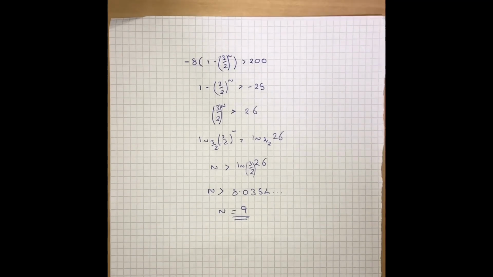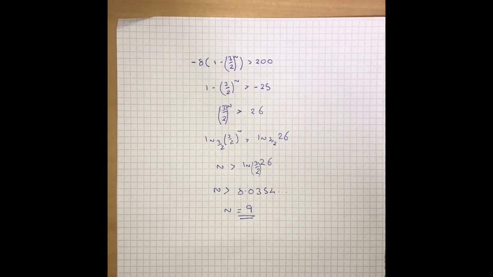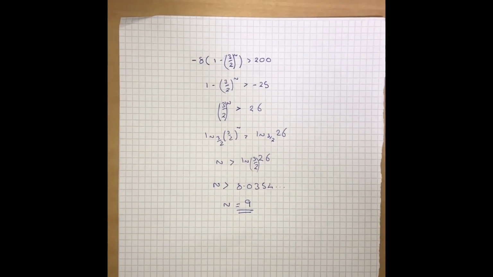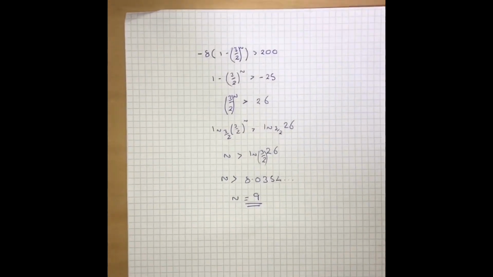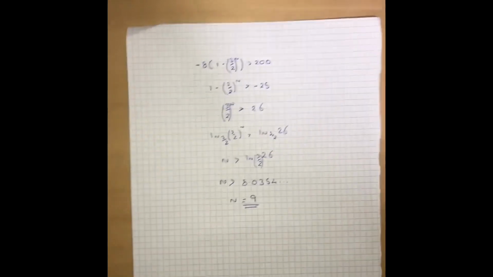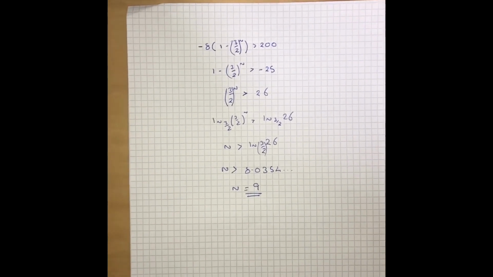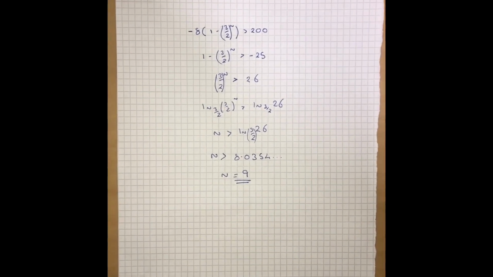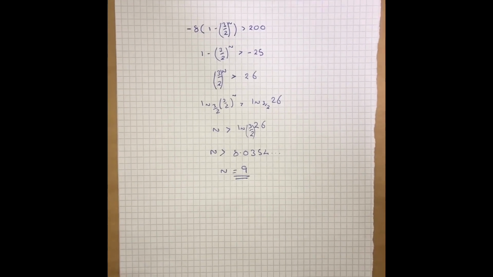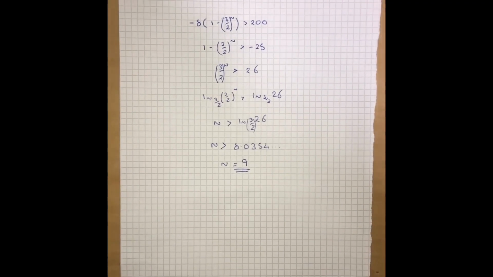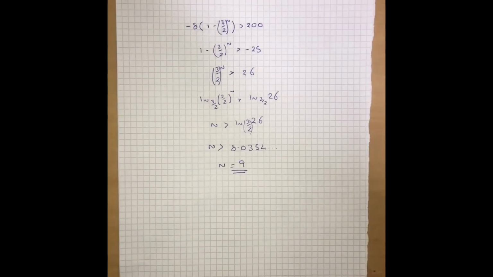So here I've fixed my mistake. I've started with negative 8 bracket 1 minus 3 over 2 to the power of n is greater than 200, leading to 1 minus 3 over 2 to the power of n is greater than negative 25 because I've divided by the negative 8, not added it. Then I can rearrange that to 3 over 2 to the power of n is greater than 26. Taking the log to the base 3 over 2 leads to n is greater than log to the base 3 over 2 of 26. And that leads to n is greater than 8.0354, which leads to n equals 9 as the smallest value of n that allows the sum to be greater than 200. Okay?